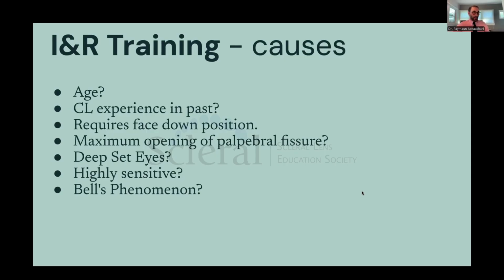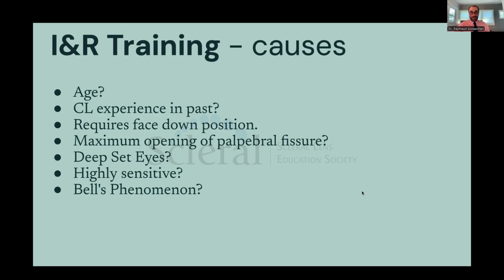Another thing I look at is what is the maximum opening of their palpebral fissure? Some patients' anatomies will allow them to open their eyes really well. Some other anatomies or ethnicities are definitely more narrow, so you can run into trouble because you definitely need the eyes open enough to be able to successfully insert this lens.